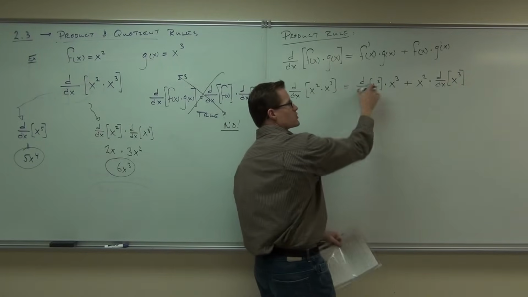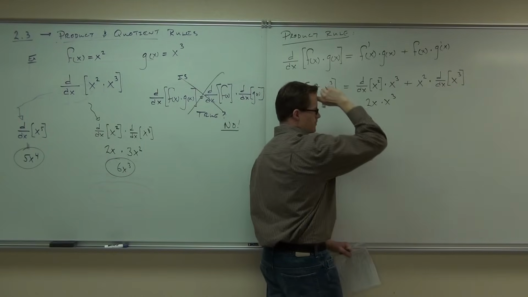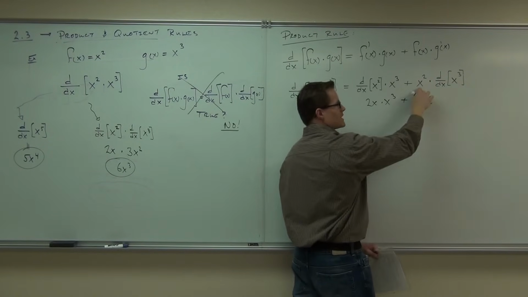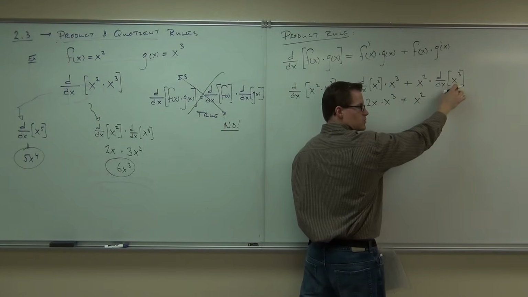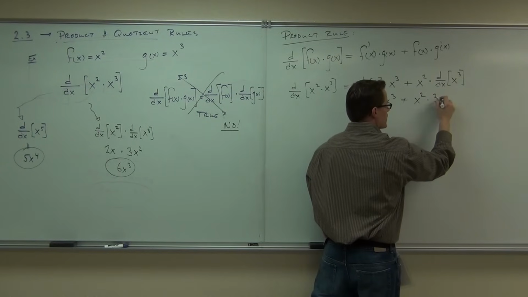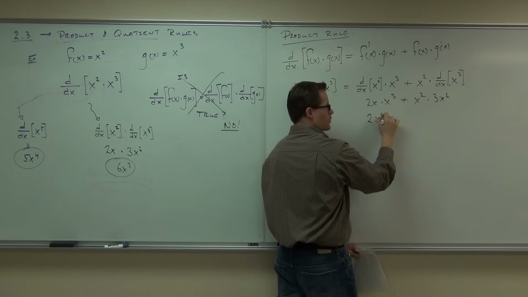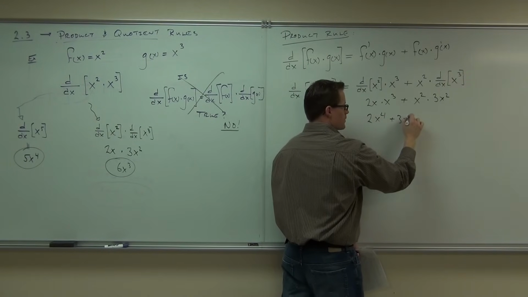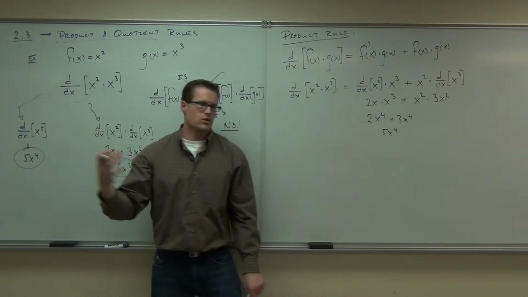It says, oh yeah, okay, derivative of x squared, that's 2x, times x cubed, plus, do I take the derivative of this x squared? How about this x cubed? Yes, that's why I said d dx. It says take the derivative of that. That's 3x squared. If we make this a little prettier, we have 2x to the fourth plus 3x to the fourth. That gives us, hey, are we right? Yeah, that works in that case.